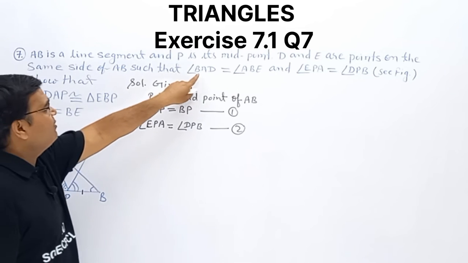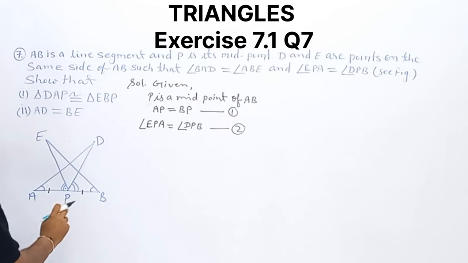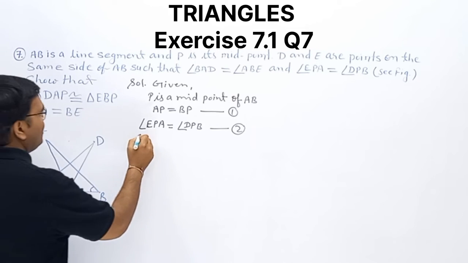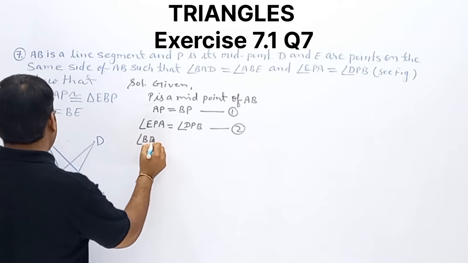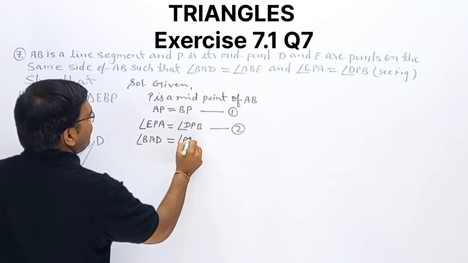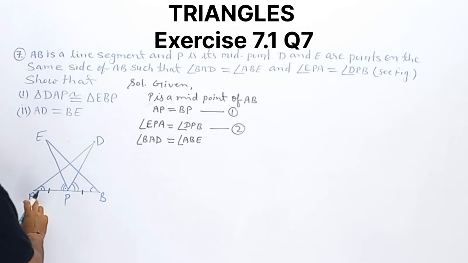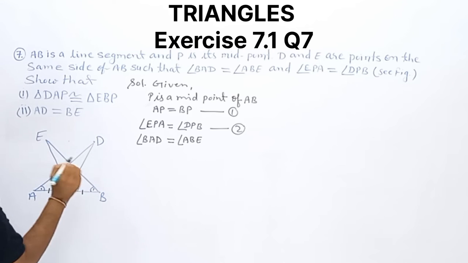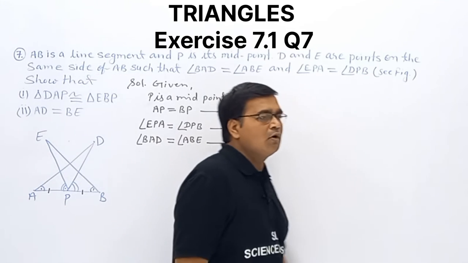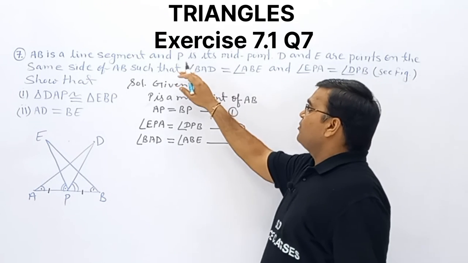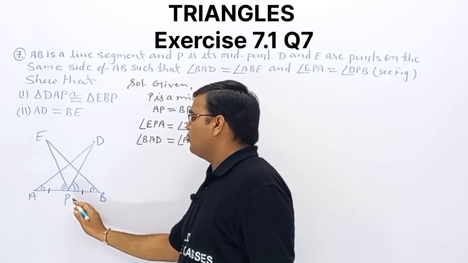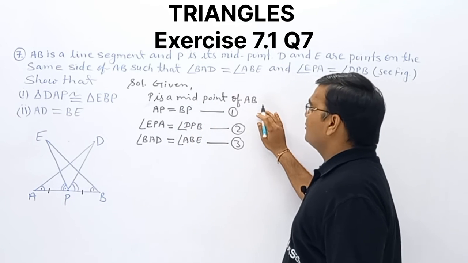Now one thing more we are having: angle BAD, this angle, equals angle ABE, this one. Clear? These three things we are having in the question. Observe: AB is a line segment, P is the midpoint. So we can say AP equals BP. This is equation number 1.